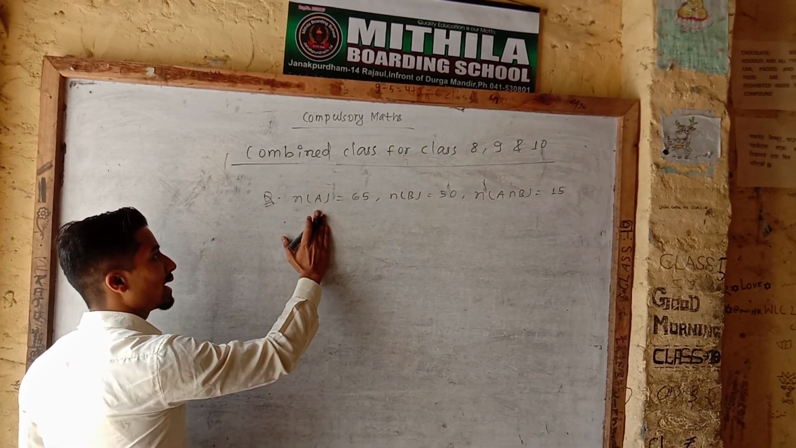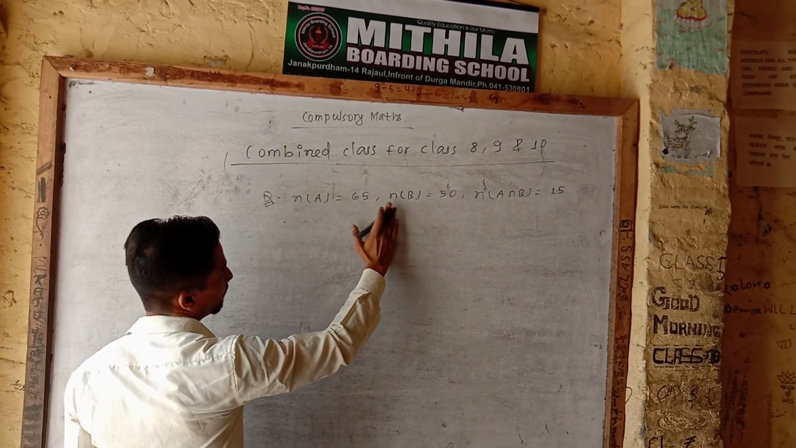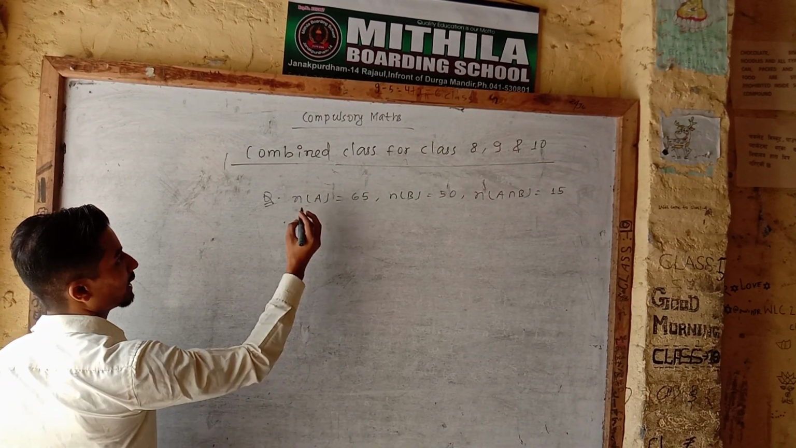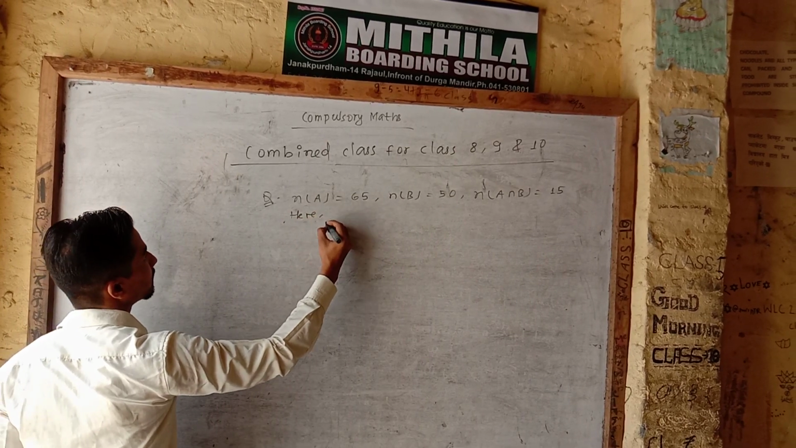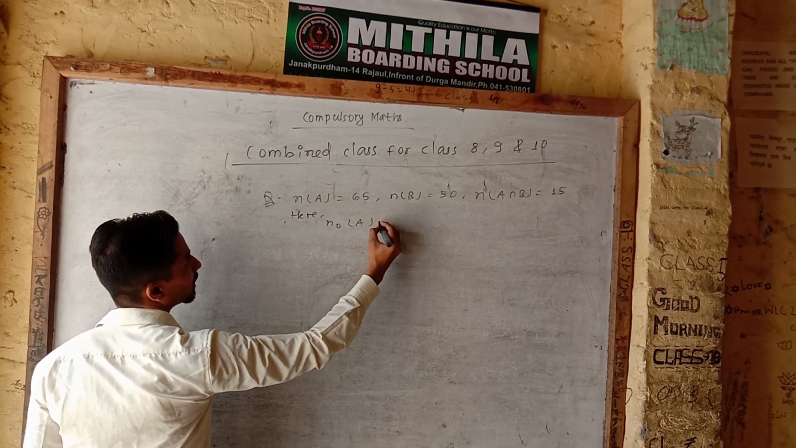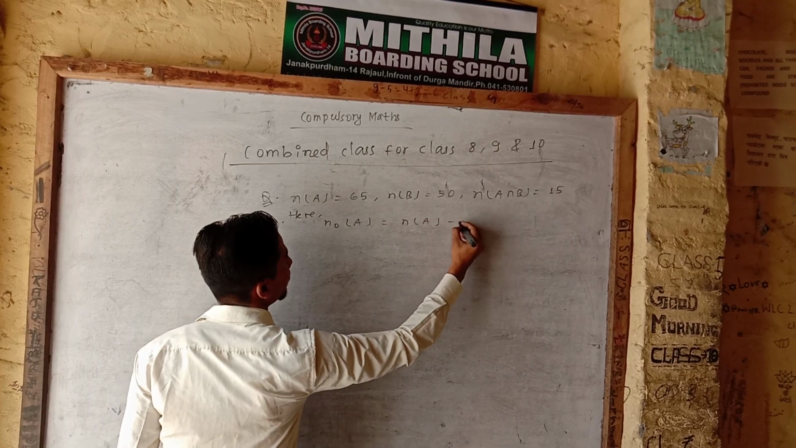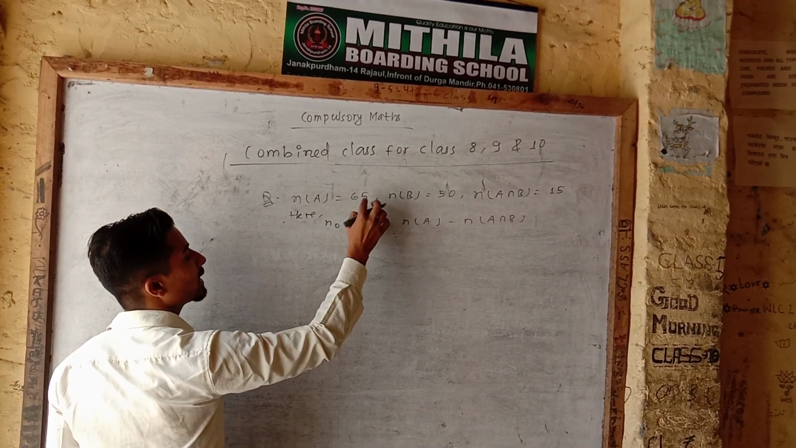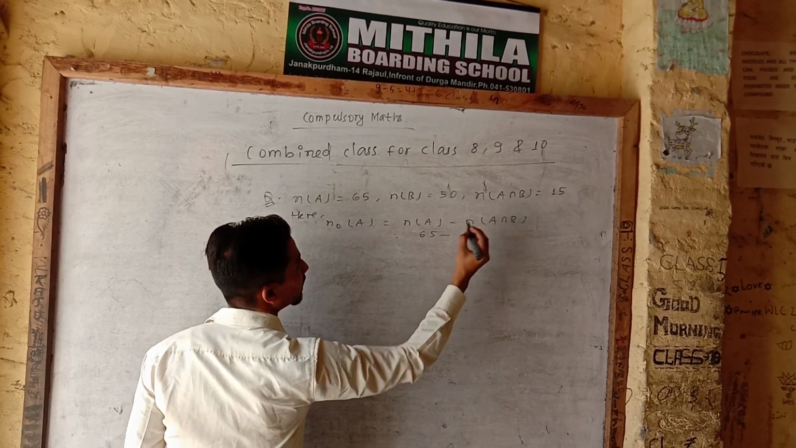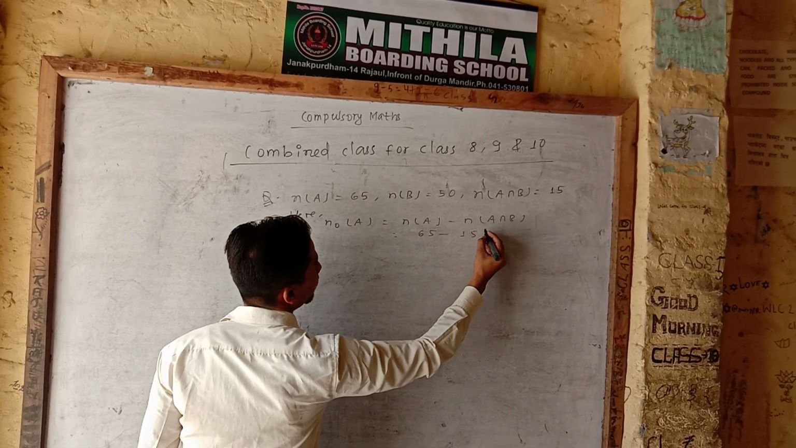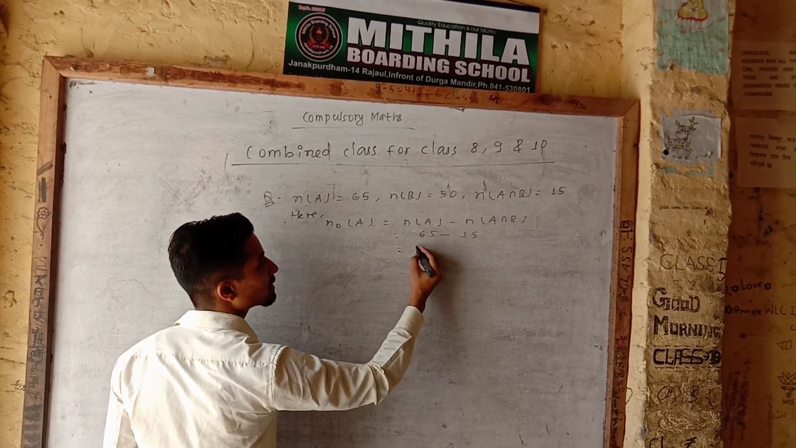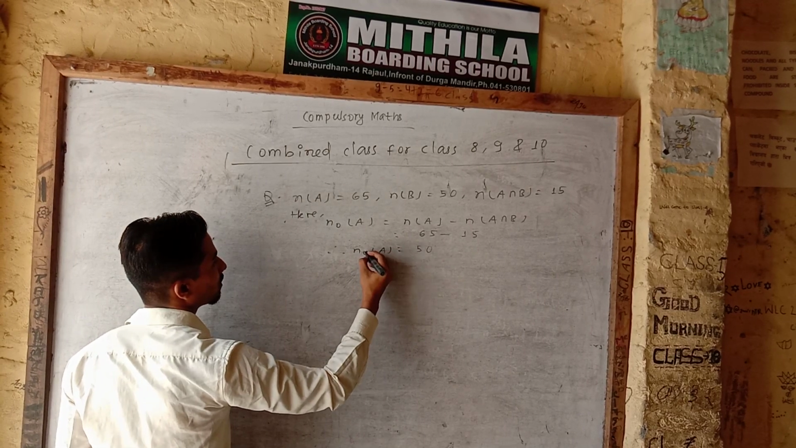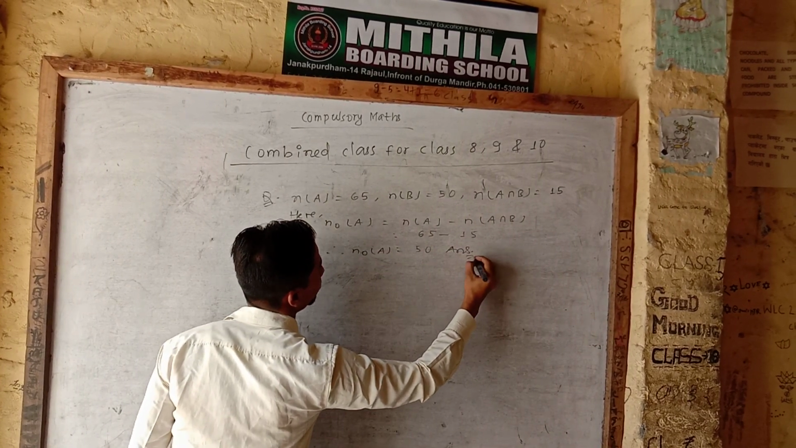Let's see, for example, we have N(A) equals 65, N(B) equals 50, N(A intersection B) equals 15. Then if we have to find N only A, we will write N(A) minus N(A intersection B). Here N(A) is 65, N(A intersection B) is 15, so 65 minus 15 is 50. That means N only A will be 50. That will be your answer.